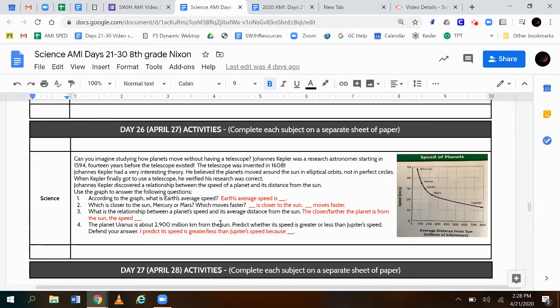And so you just look at each one of these and see how their speed relates to, or is similar to, or has a pattern with, or connection with how close they are to the sun.